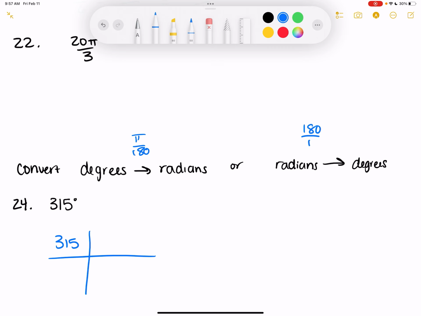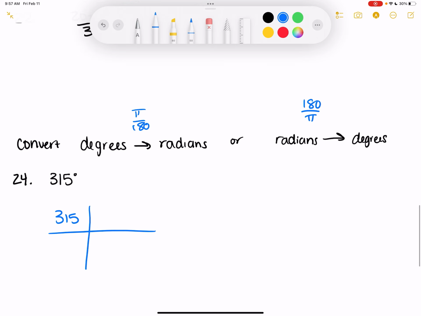Okay? 180 is obviously in degrees. We want the degrees to cancel and leave us with radians. So, in this case, I'm going degrees to radians, so it's times pi over 180. This is the thing. We never multiply the pi through with these conversions. Your answer, when you go degrees to radians, is always going to have a pi in it. So your answer is going to look like some number times pi. Okay?